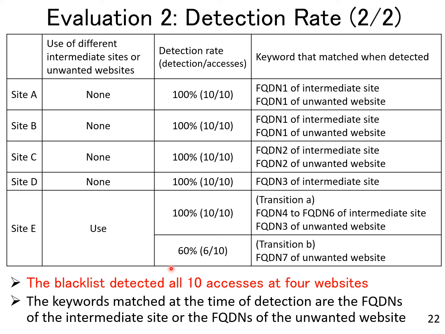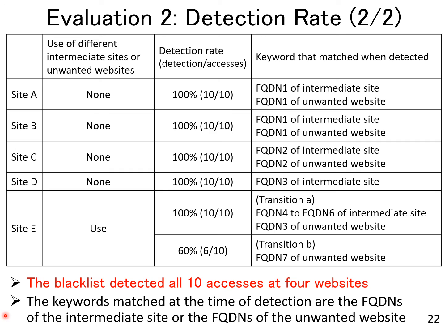In transition B, there were cases in which false negatives occurred. In these cases, an FQDN that was not registered in the blacklist was used for the unwanted website. This FQDN was different from the FQDN7 of the unwanted website by only one character.